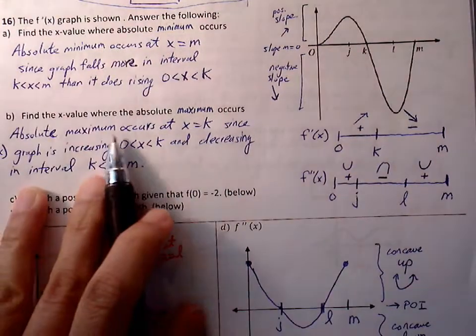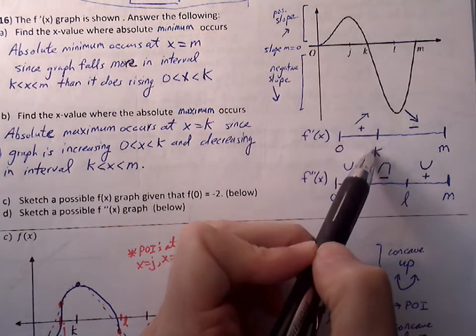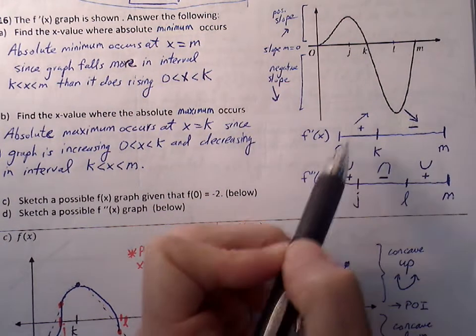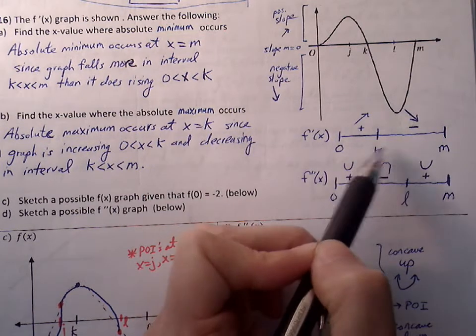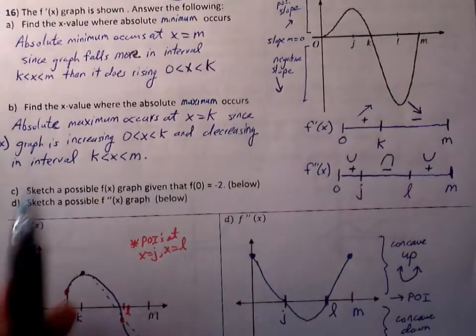Find the k value where there's an absolute maximum. We talked about this, how the graph is rising until a certain point at k, then it falls. Because it rises, then falls, it's not going to rise back up again, so we know k is going to be the absolute maximum.